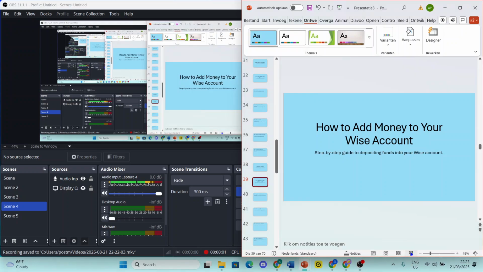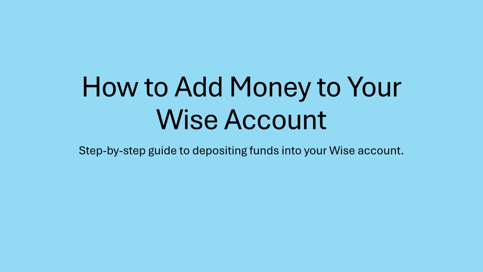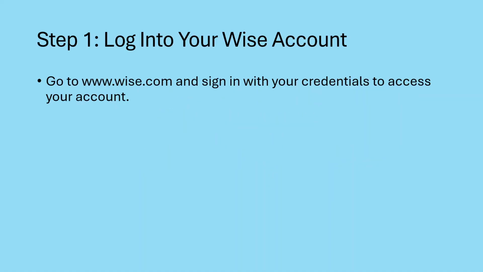In this video, I'll show you how to add money to your Wise account. Step 1. Log into your Wise account. Go to wise.com and sign in with your credentials to access your account. I will leave a link to Wise in the description down below.